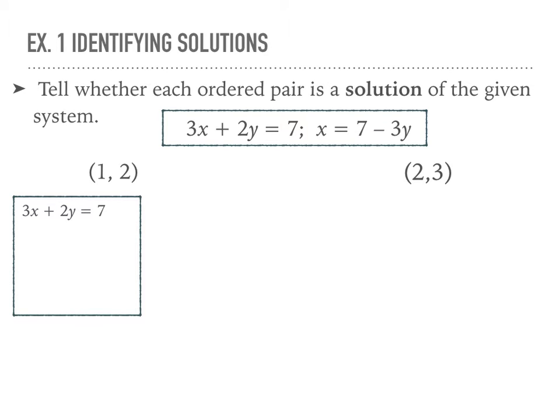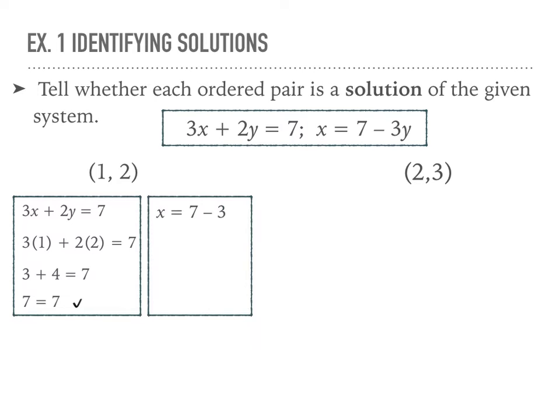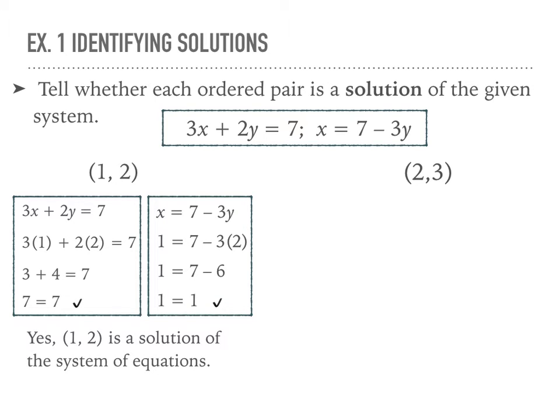We'll substitute x equals 1 and y equals 2 into that equation, and we'll see if we get a true statement by following order of operations. This one is true, therefore (1, 2) is a solution of the first equation. Now let's determine if it is a solution of the second equation. Again, substitute 1 in for x, 2 in for y, and complete the math and see if it's a true statement. Okay, so now we can tell that (1, 2), yes, is a solution of the system of equations.